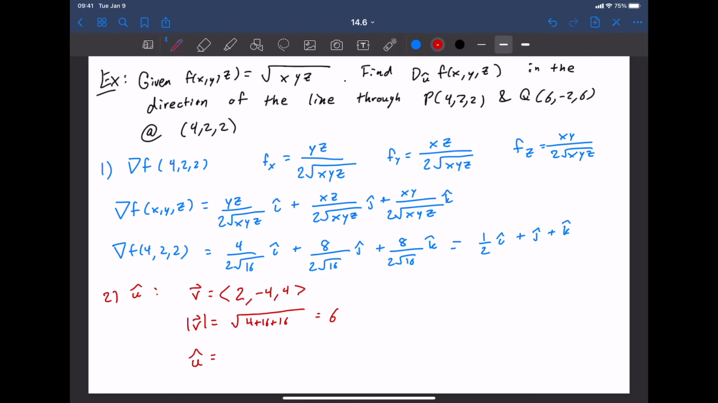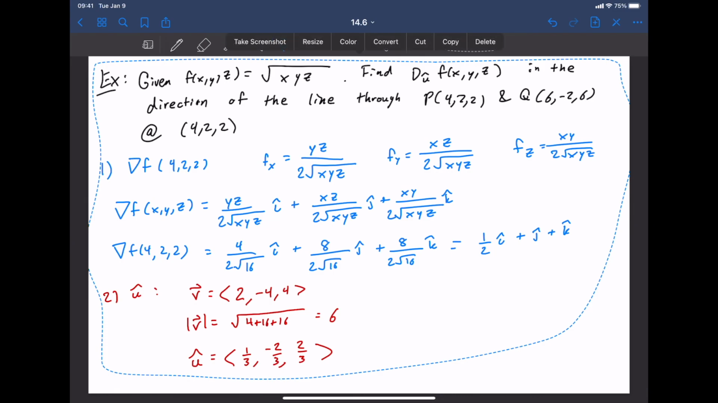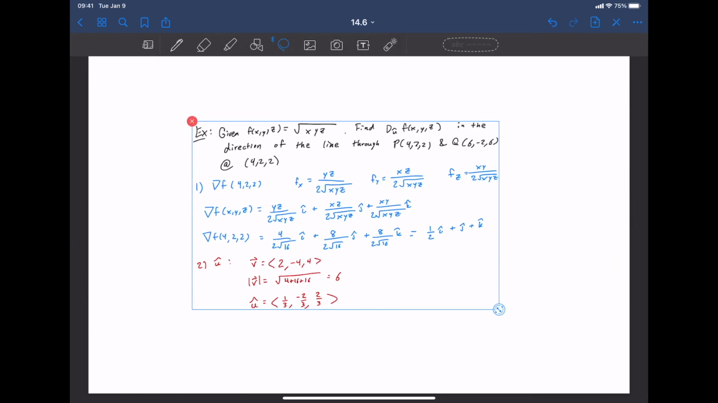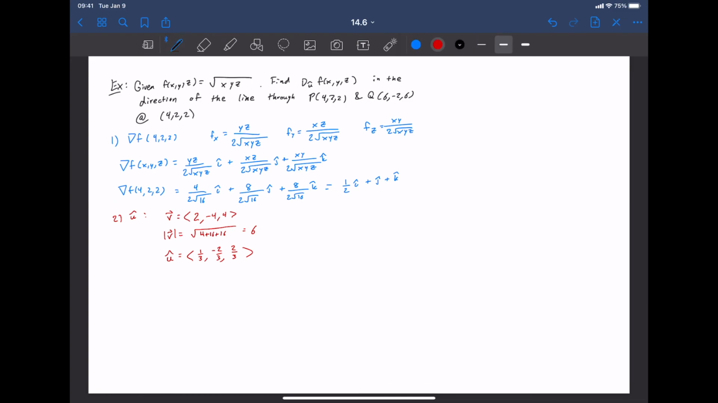So altogether, U hat is 1/3, -2/3, +2/3. And now we just need to take a dot product to assemble all of this into a final answer. At the point 4, 2, 2. Again, that at the point is why we did the gradient where we did. The directional derivative contains that other point's information. We didn't lose any information here. We're just using it carefully.